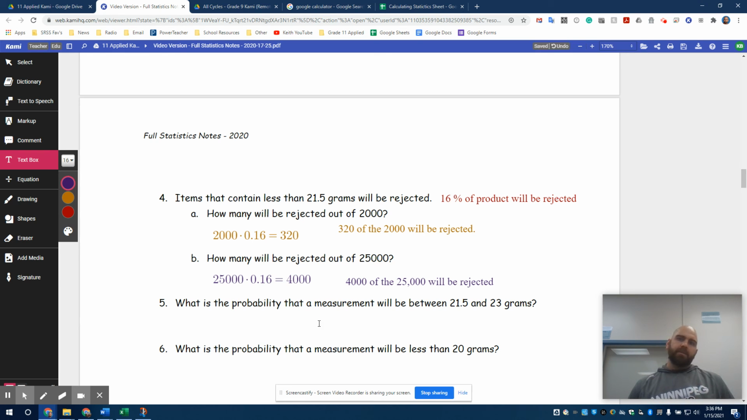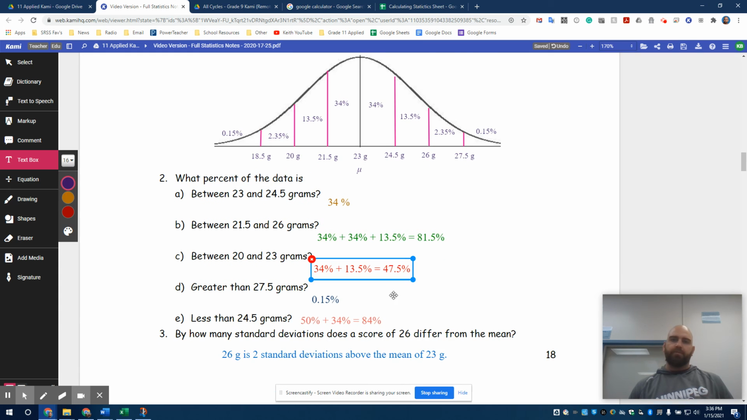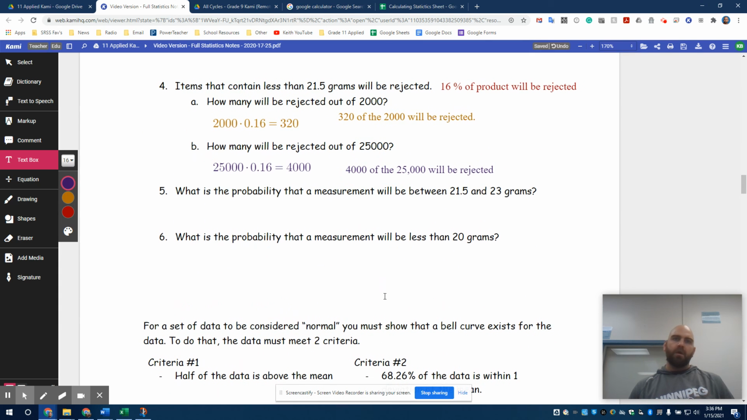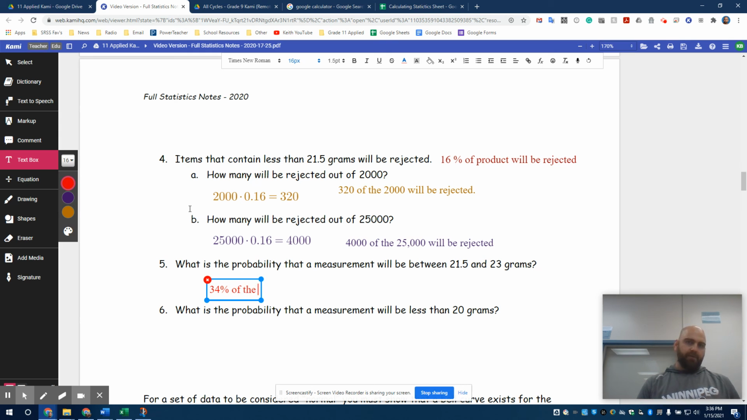Now, what is the probability that a measurement will be between 21.5 and 23 grams? Probability is just like percentage. 21.5 to 23 grams is 34%. So we can say, with some confidence at least, that 34% of the data is between 21.5 and 23 grams.